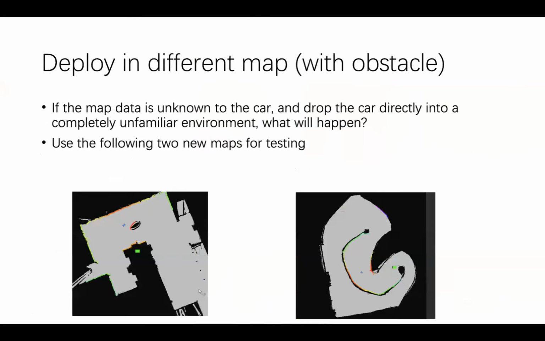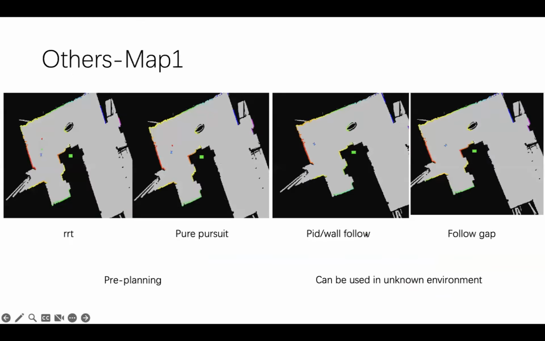We also deployed those 4 algorithms in different maps, because we want to see how they perform when implemented in different environments, different maps with obstacles. So our question is: if the map data is unknown to the car, if we randomly drop the car into a completely unfamiliar environment, what will happen? We use the following 2 maps for testing. In the first map, we have an obstacle here, and in this one we have obstacles here and here.